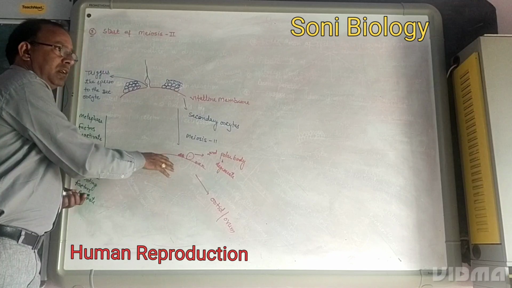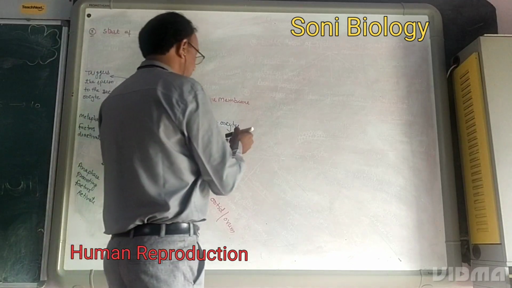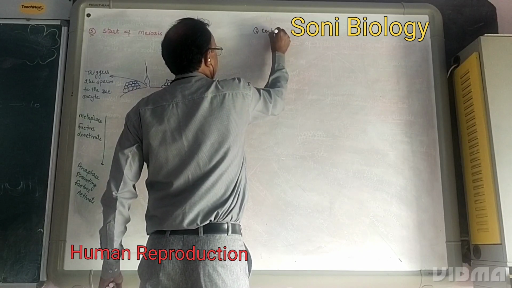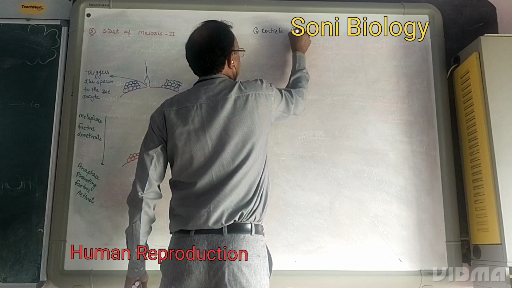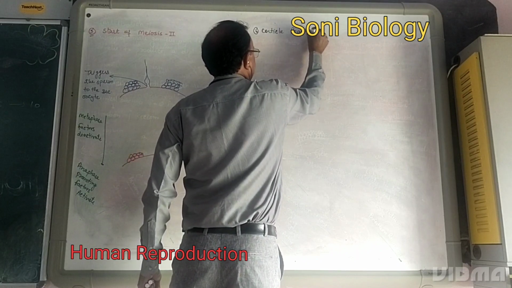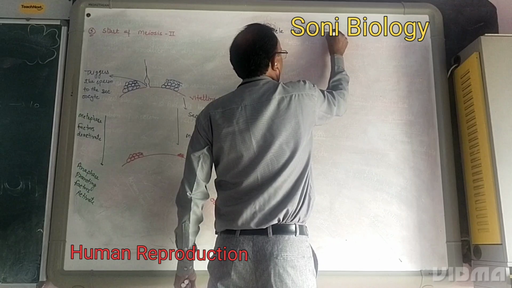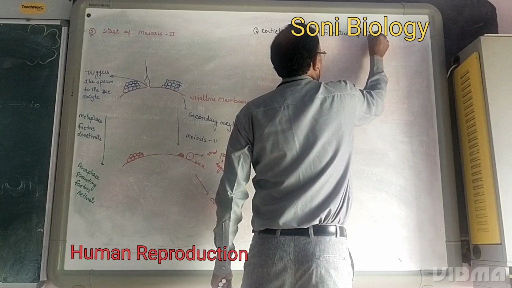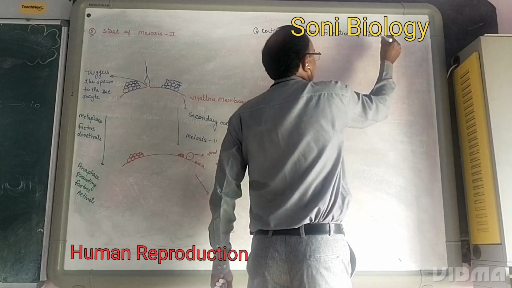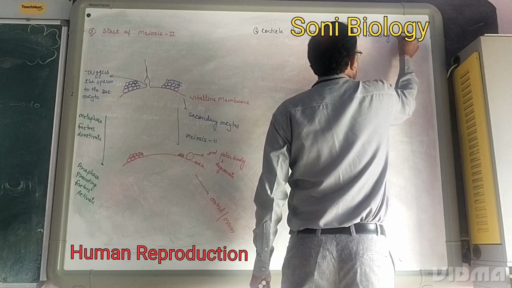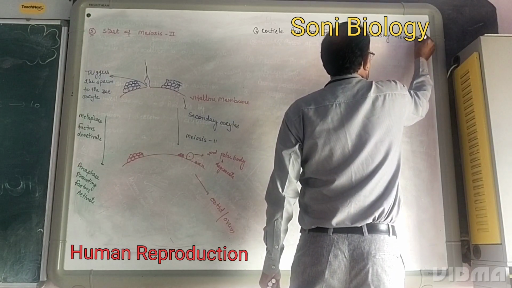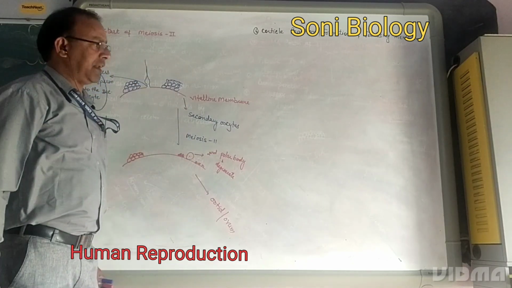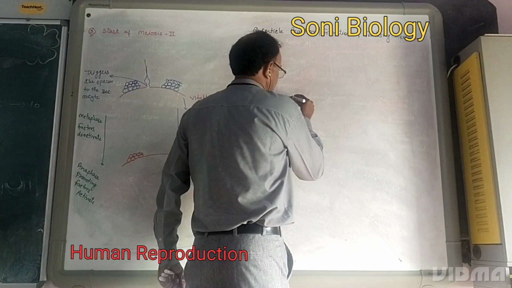After this, the cell enters another phase, number 6, the cortical reaction. This phase is also called the formation of the fertilization membrane. We have already discussed this.